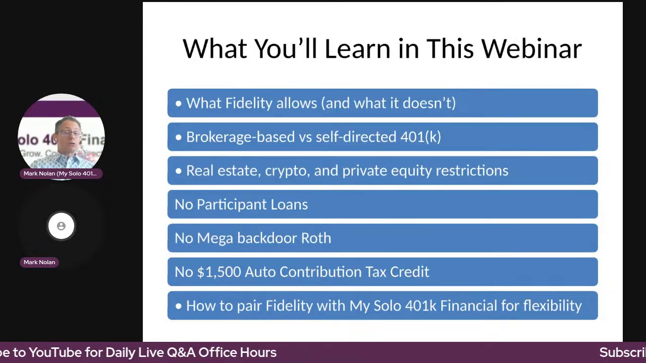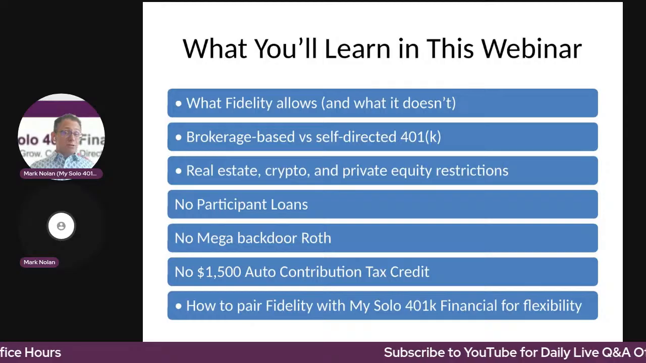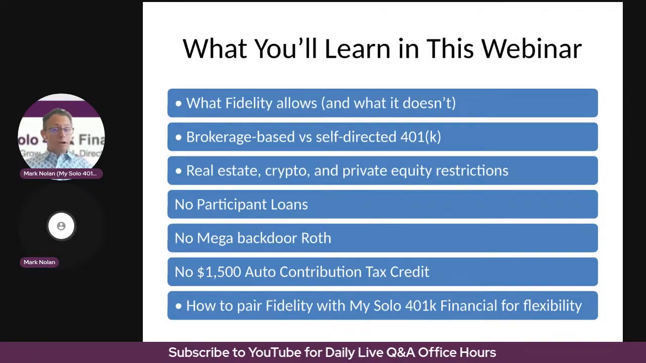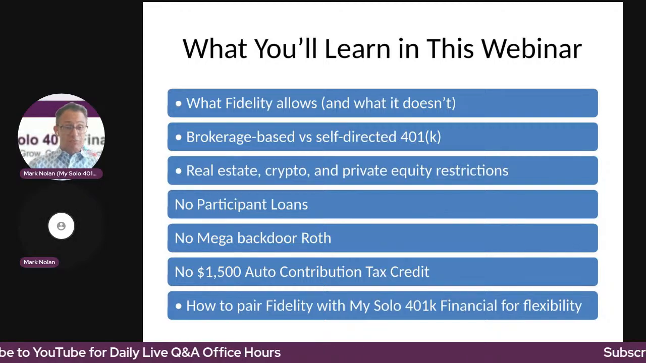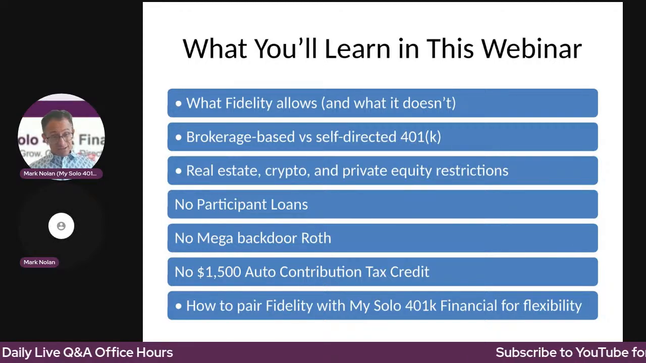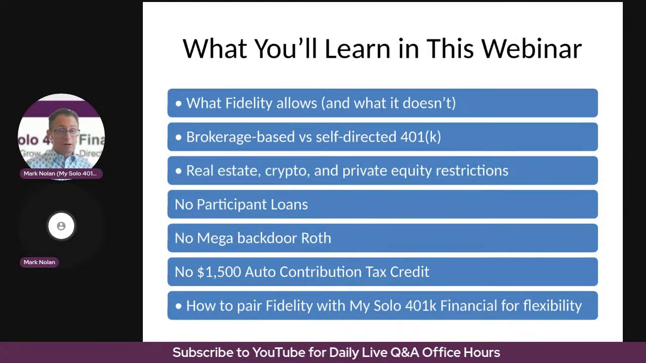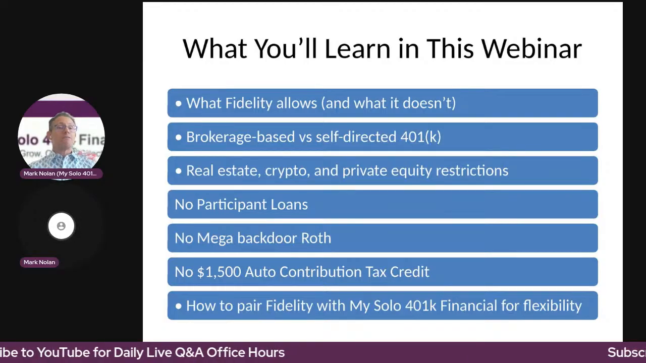They don't allow for solo 401k participant loans. They also do not allow for the mega backdoor Roth strategy. And moreover, as I've already covered, they don't allow for the auto contribution tax credit, which is $1,500. So you're essentially leaving $1,500 on the table. The IRS created the auto contribution credit to help subsidize the cost of having a solo 401k for the self-employed.